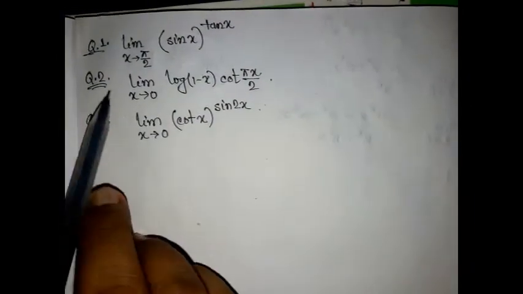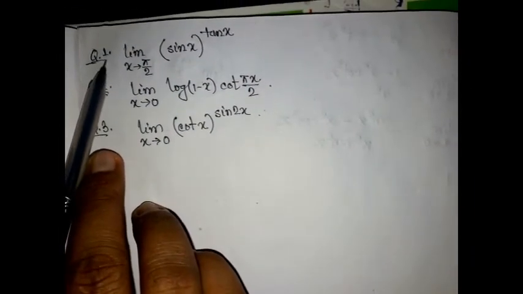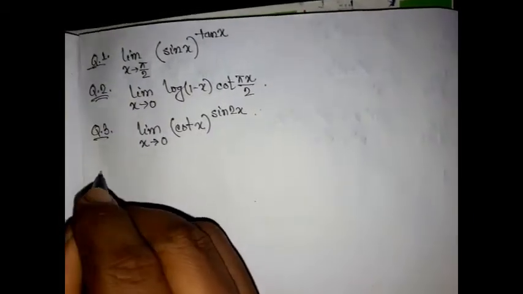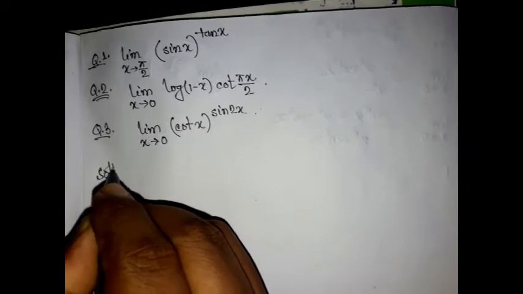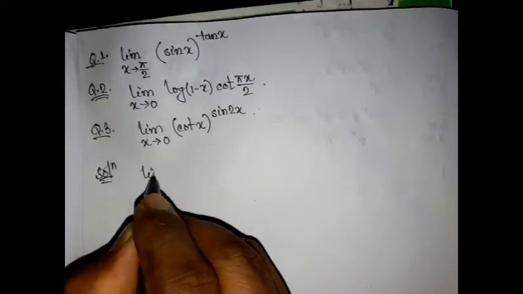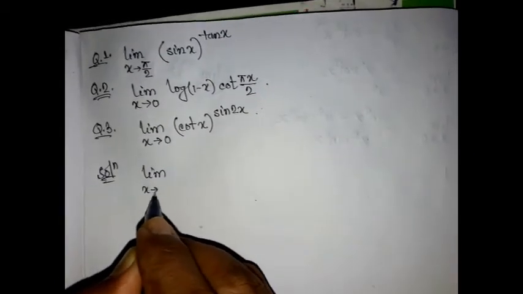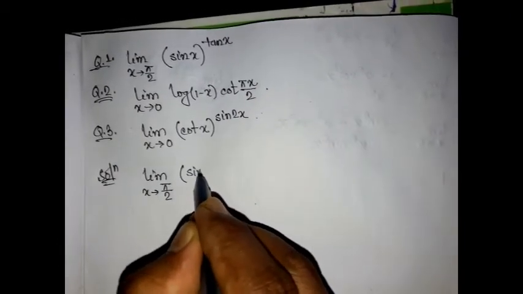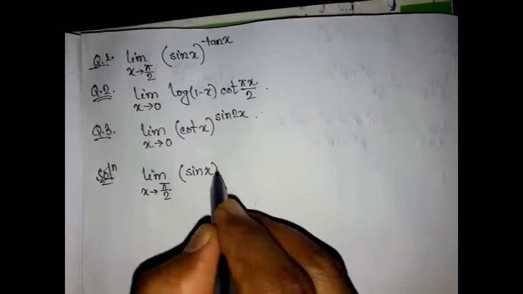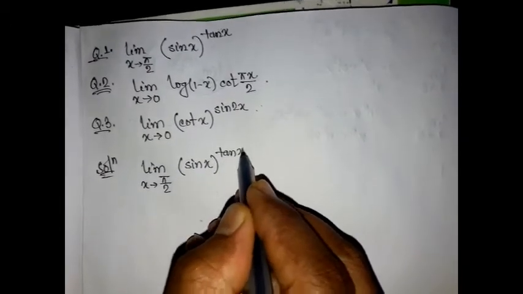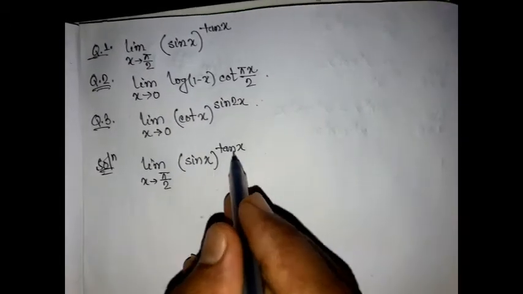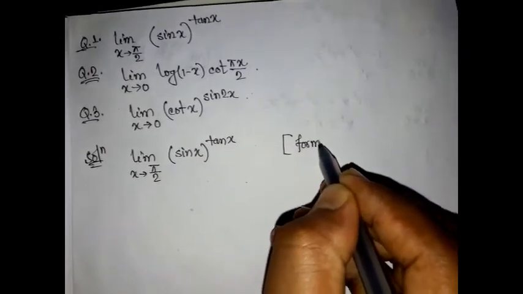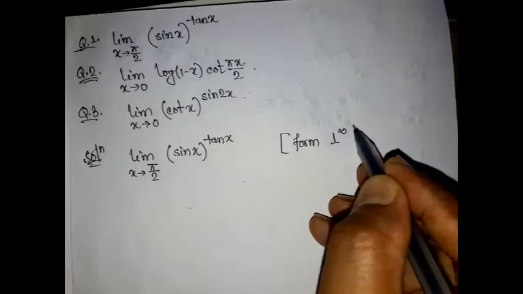Okay, next, see this first problem. Question number 1: limit x tends to pi by 2 of sin x to the power tan x. To do this problem, if you try to put pi by 2, then you will get 1 to the power infinity. Why? Sin pi by 2 is 1 and tan pi by 2 is infinity. So the form is 1 to the power infinity.